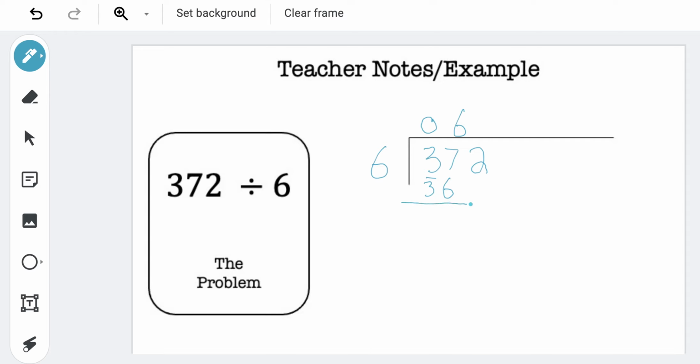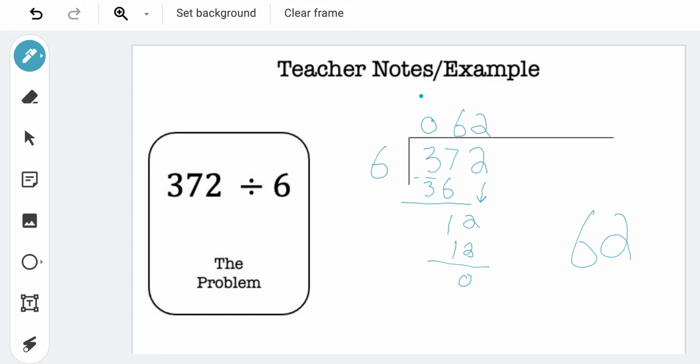And then to get the remainder, I'm going to subtract them. So 37 take away 36 is 1. And now I'm going to bring down the 2. And now we say, can 6 go into 12? And the answer is yes. It can go in exactly 2 times. And 6 times 2 is 12 with a remainder of 0. So our answer is 62.